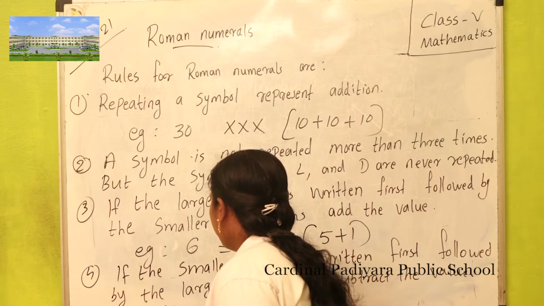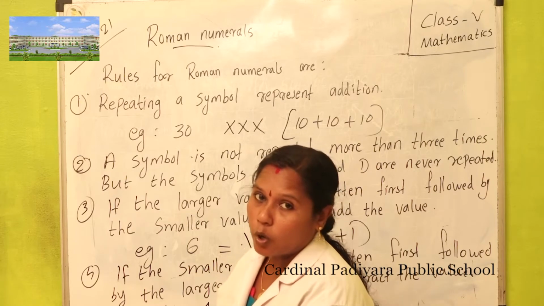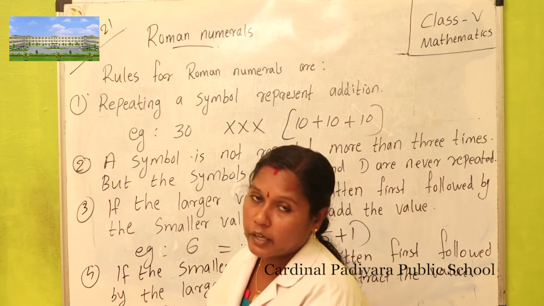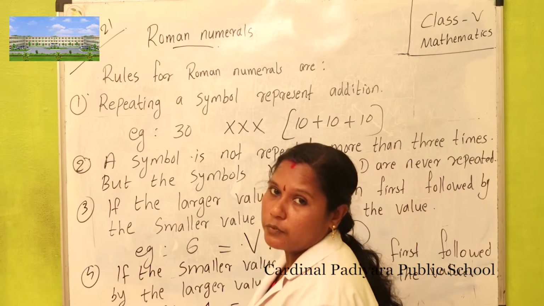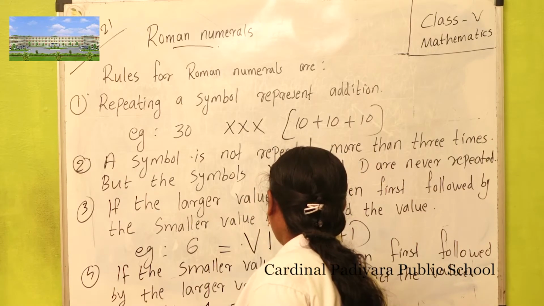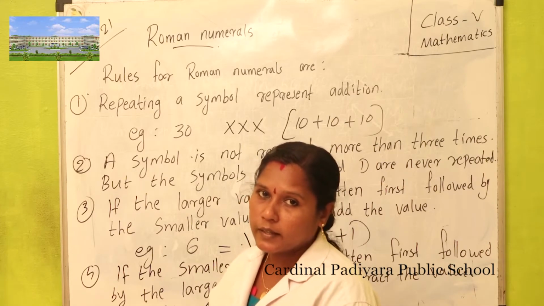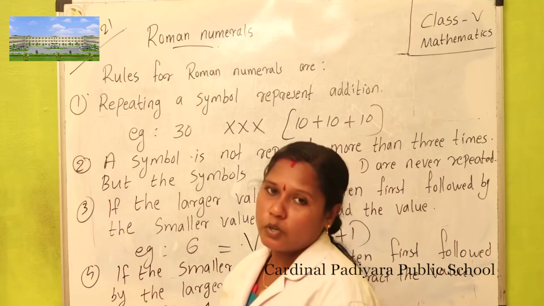Example, 4. More than 3 symbols is not repeated, so how to write 4? IV. The smaller value is written first followed by the larger value. That means 5 minus 1 is equal to 4. Is it clear? These are the 4 main rules.